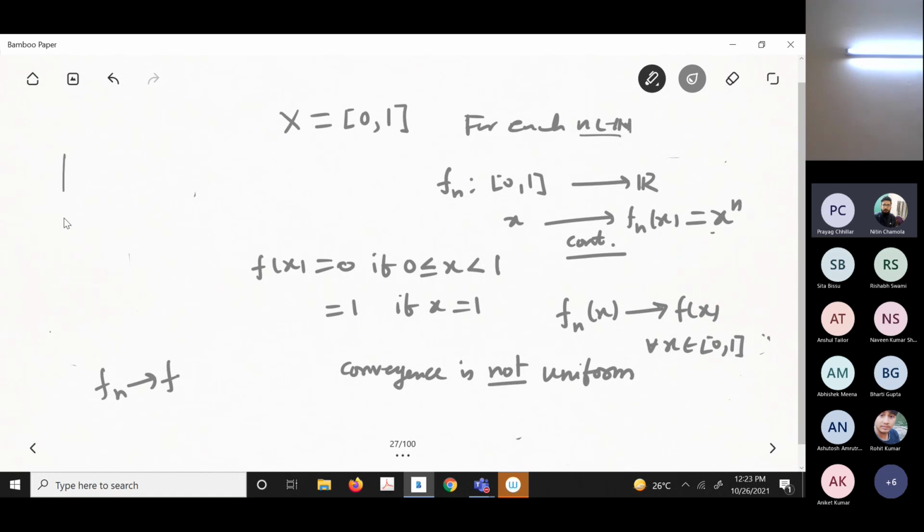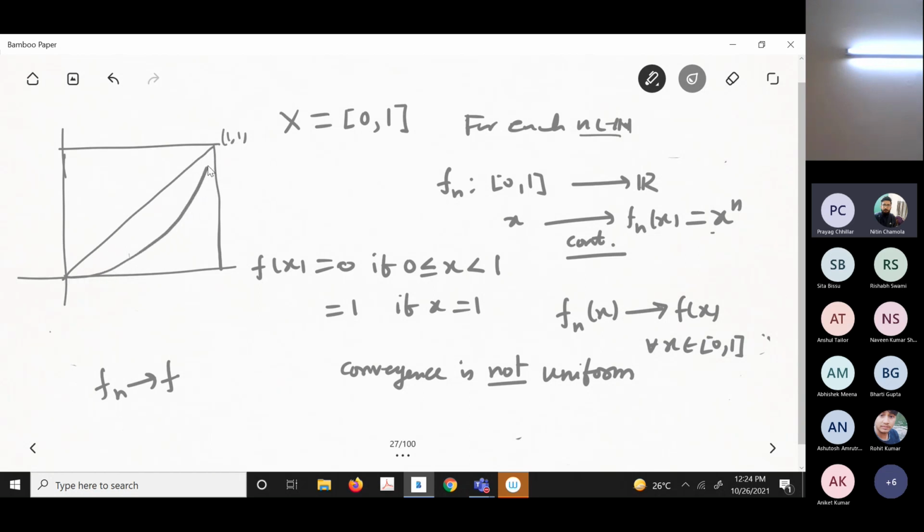Reason is, you can draw the picture. You will see what the problem will be. Suppose, so this is 1. So for n equal to 1, this is a straight line. For n equal to 2, this is a parabola. So it will go like this. Now look here, the problem. Problem is point 1.